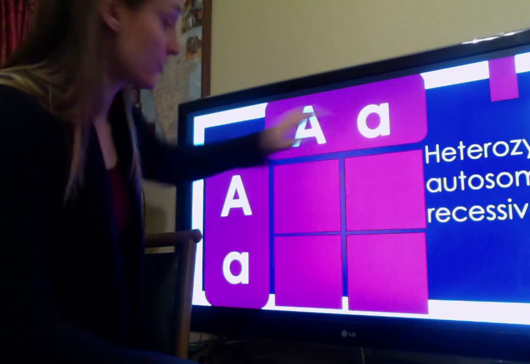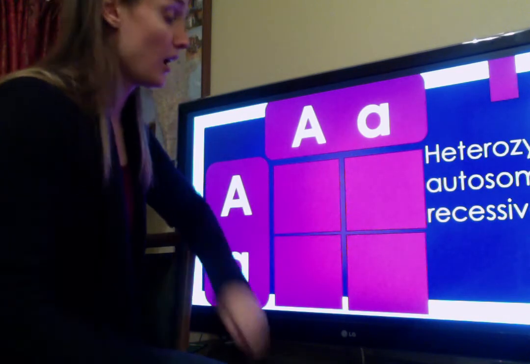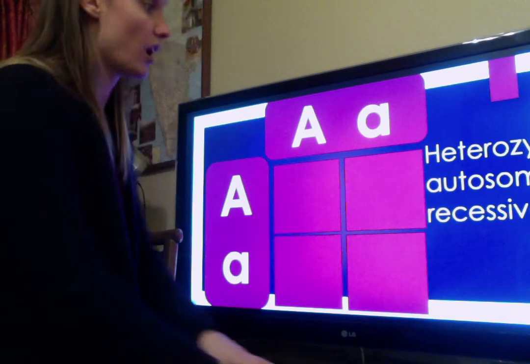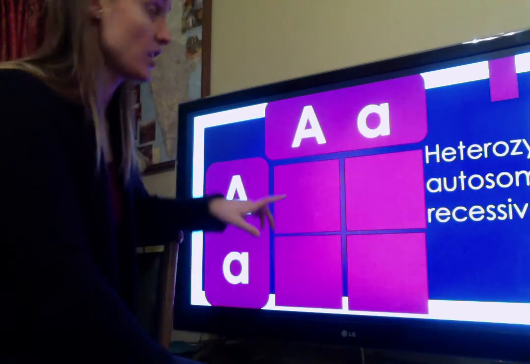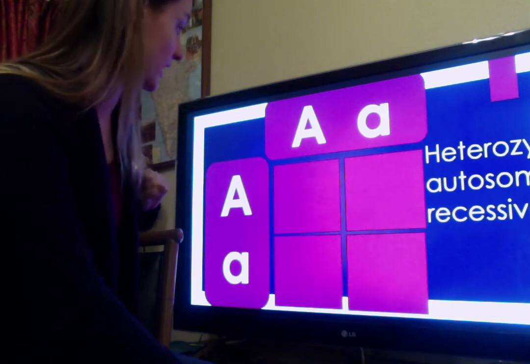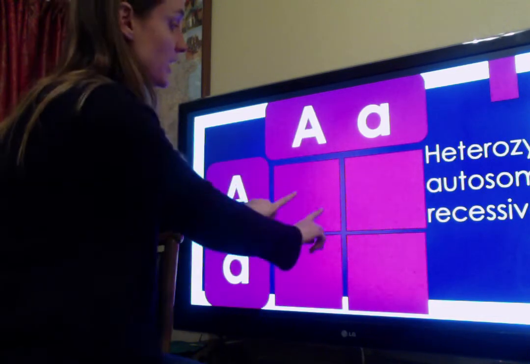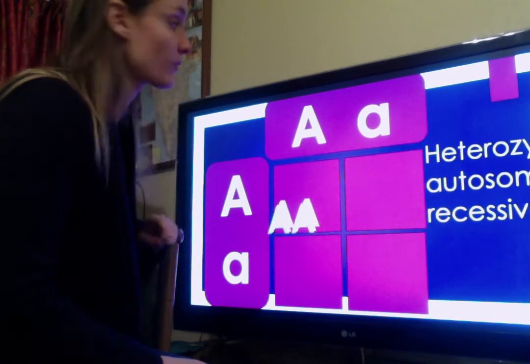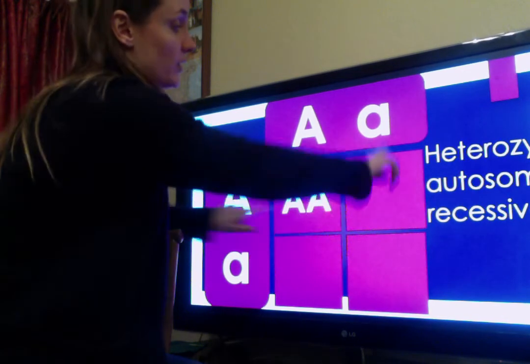So here we have two parents that are heterozygous autosomal recessive. So these parents are called carriers. Both of them are carriers. So we're going to take the big A's here. We're going to take one big A, one little a here.